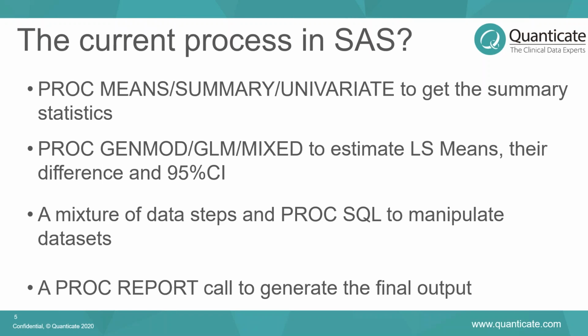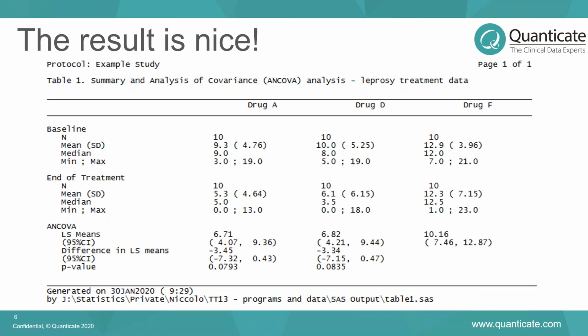So once we do this in SAS, I'm not showing the code, but the proc report code is available in the paper. This is what it looks like. So the table looks nice. We've got our protocol name, page number, table title, table contents, the footnote with the date and time when this was generated, and which program created it. So everything is traceable, everything looks as it should.